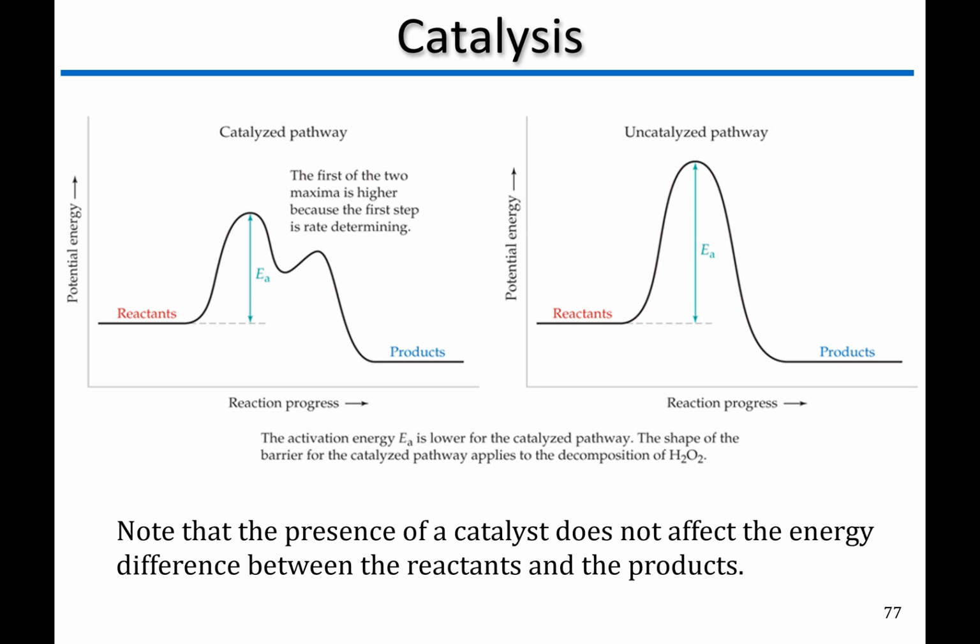So it lowers the activation energy, speeds the reaction, and it does that by opening a different pathway that wasn't there before. So it says, note the presence of the catalyst does not affect the energy difference between the reactants and the products. No. So our reactants and products are still the same energy level. So if it was exothermic, it's still going to be exothermic. If it's endothermic, it would still be endothermic. Okay, so it's just affecting that pathway.